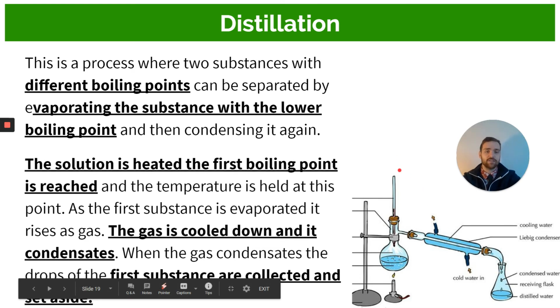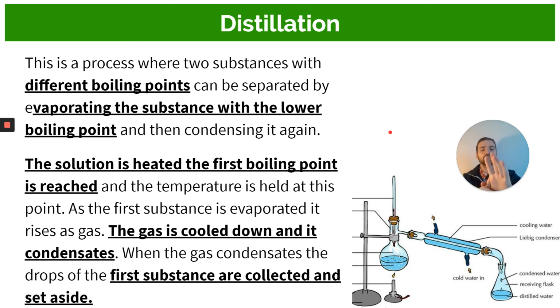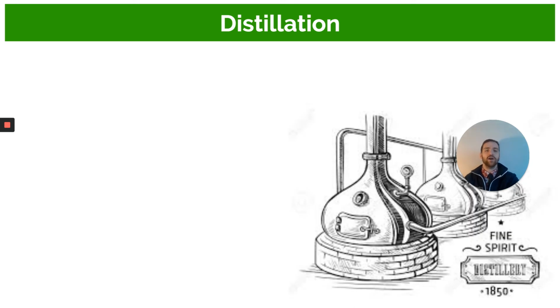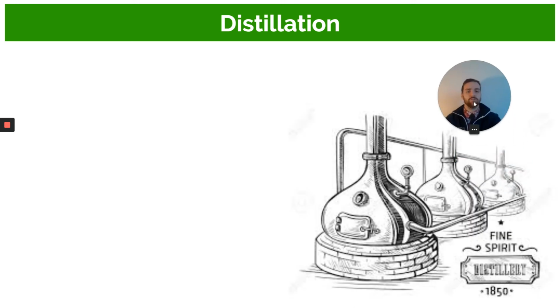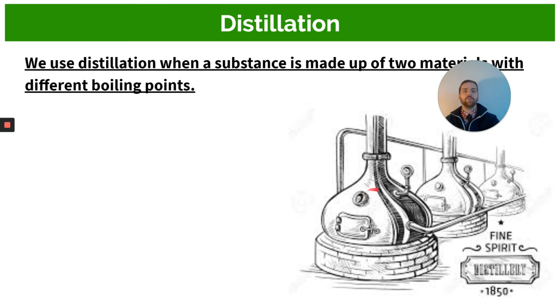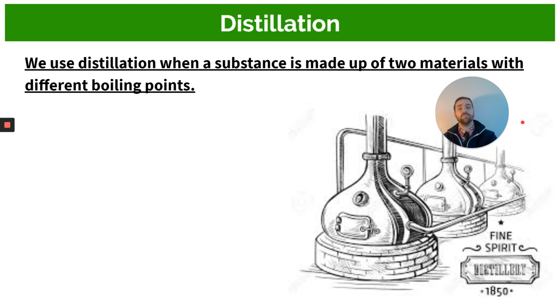Okay, I'm going to read this, which says exactly what I just said. The solution is heated until the first boiling point is reached, and the temperature is held at this point. As the first substance evaporates, it rises as a gas. The gas is cooled down and it condenses. When the gas condenses, the drops of the first substance are collected and set aside. All right. Now, here's just an example of distillation. We use distillation when a substance is made of two materials with different boiling points.